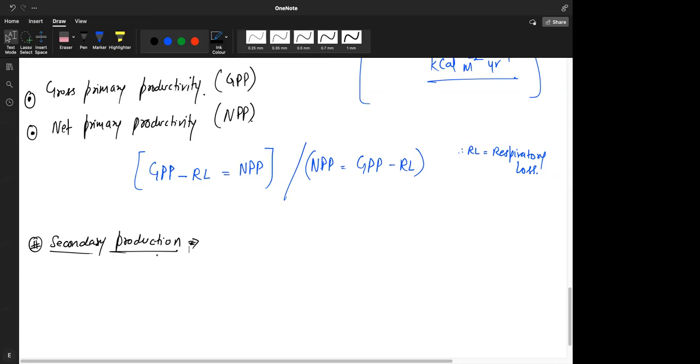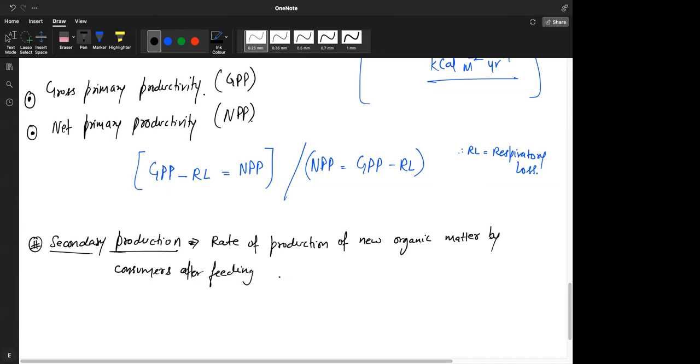Secondary production is, write down, the rate of production of new organic matter by consumers after feeding on NPP, right? This is what consumers get, right?